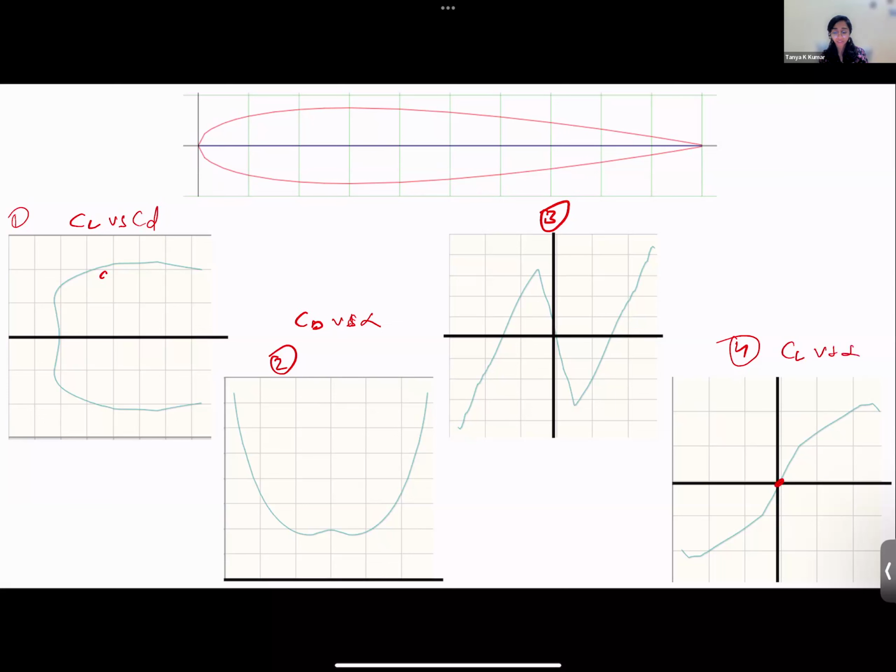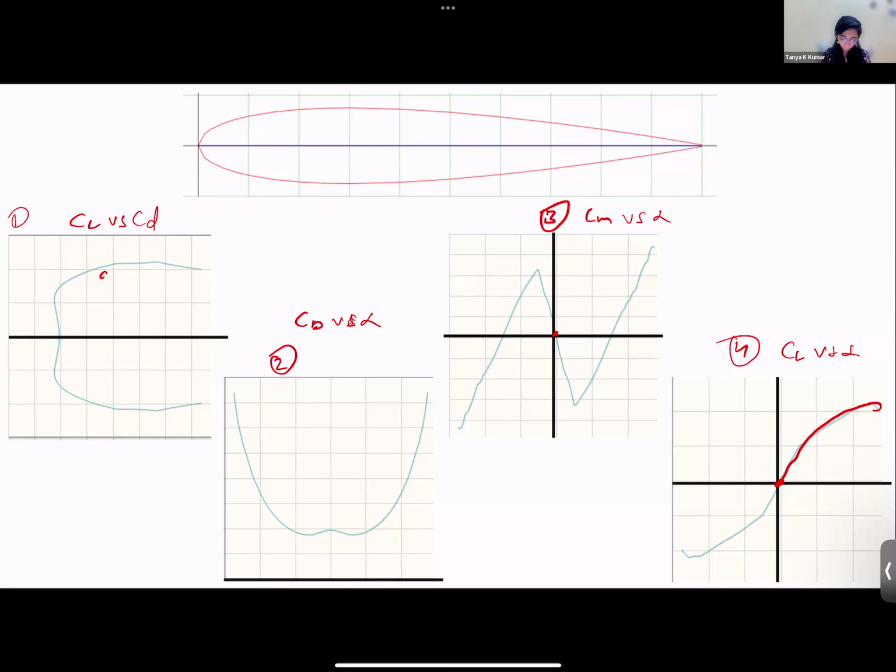It has 0 CL naught and it has a fairly linear curve after that till the stall. Correct. So this is CM versus alpha, right? It has 0 CM naught, which is typical of a symmetric airfoil. And then in this case, it is similar. It has a negative slope, so it is stable.